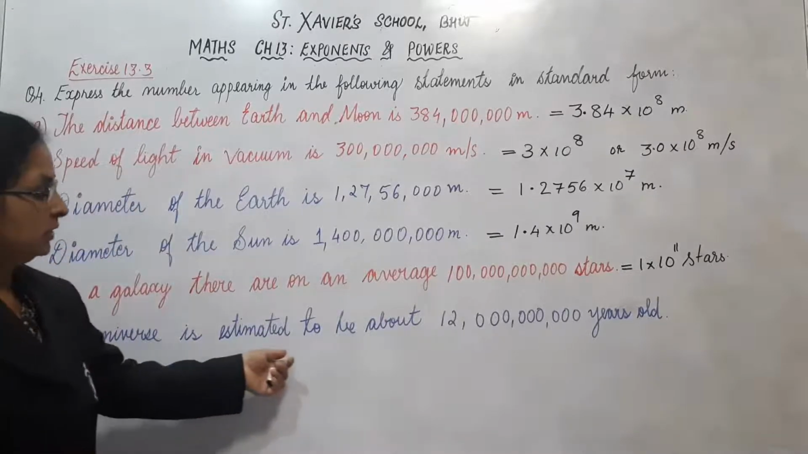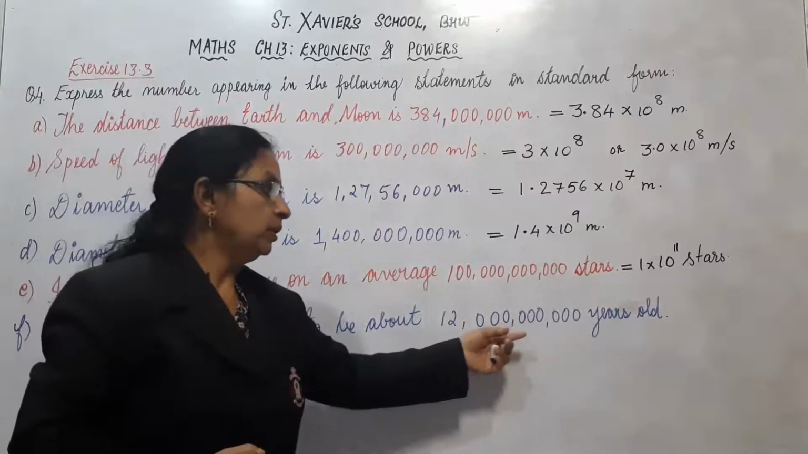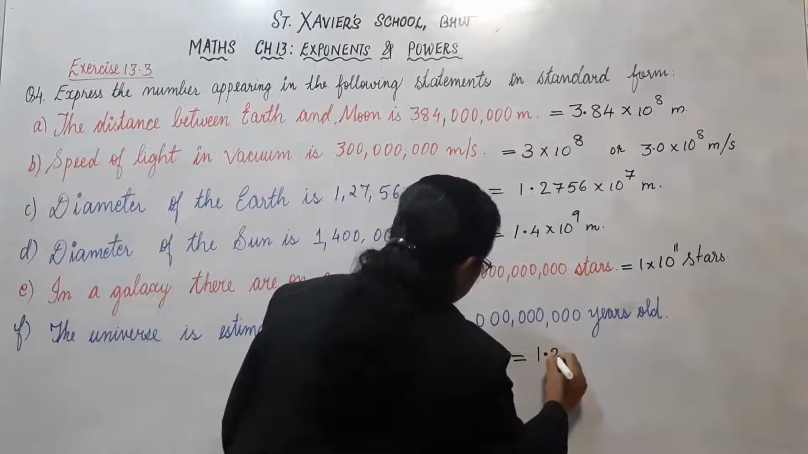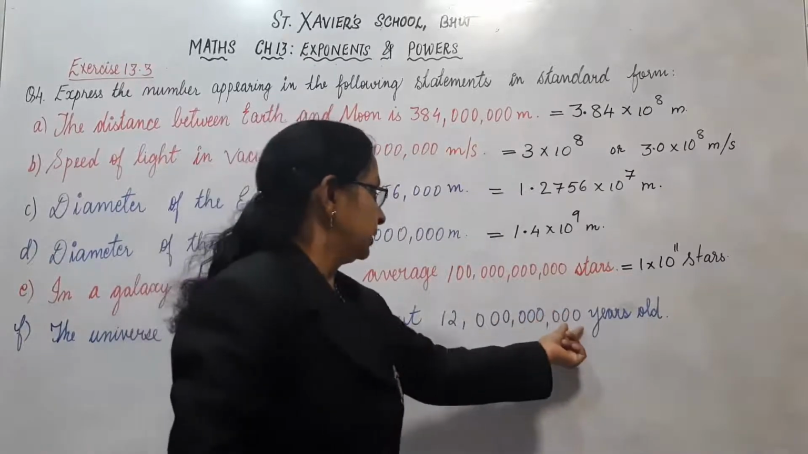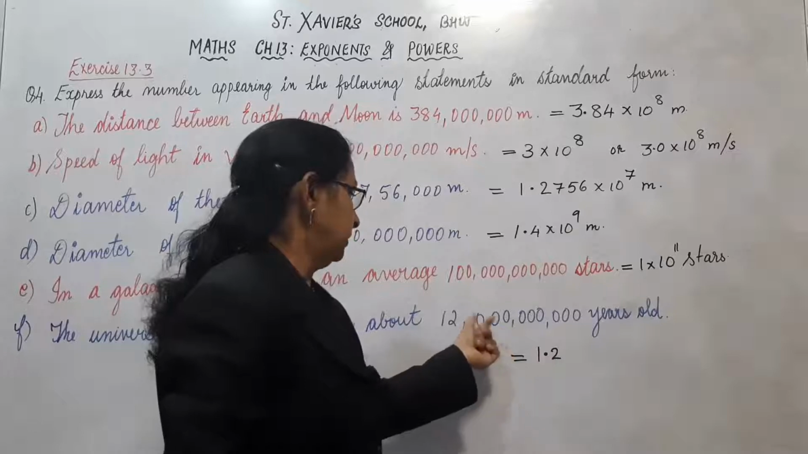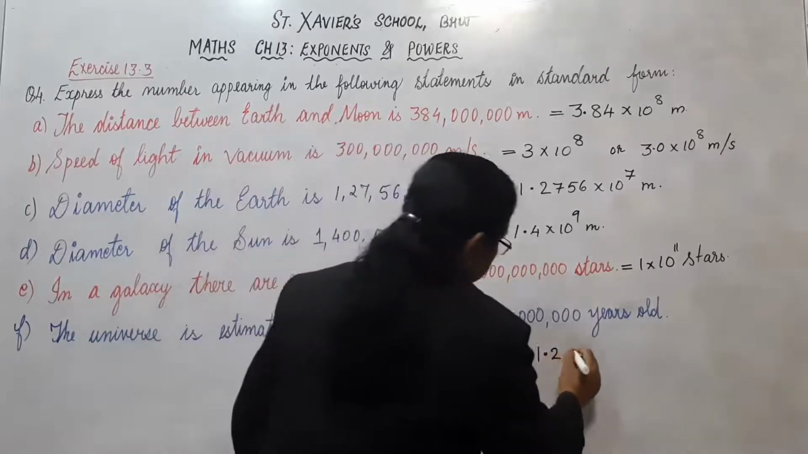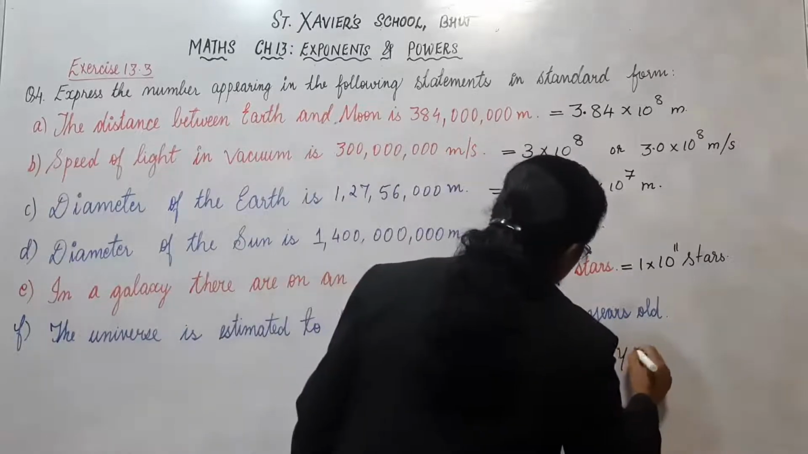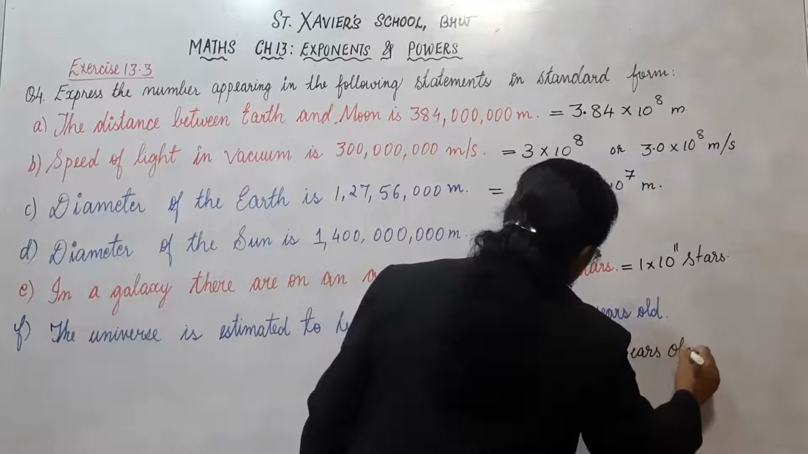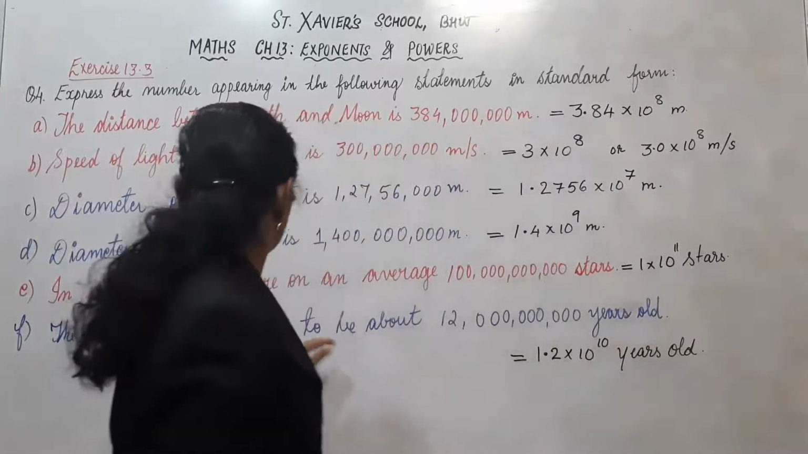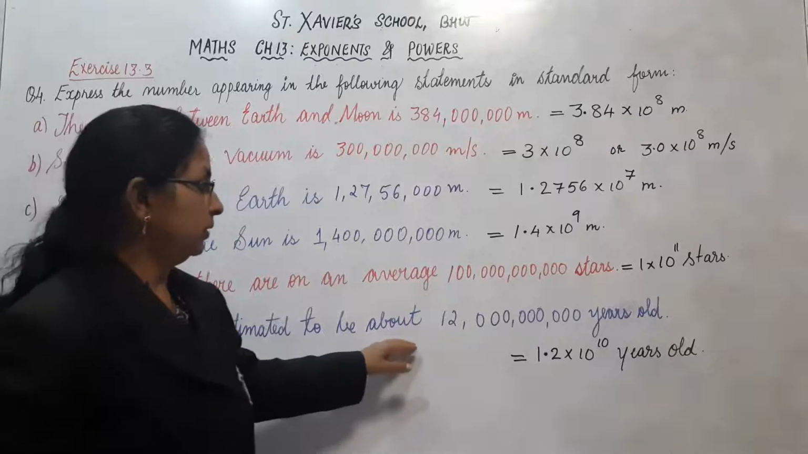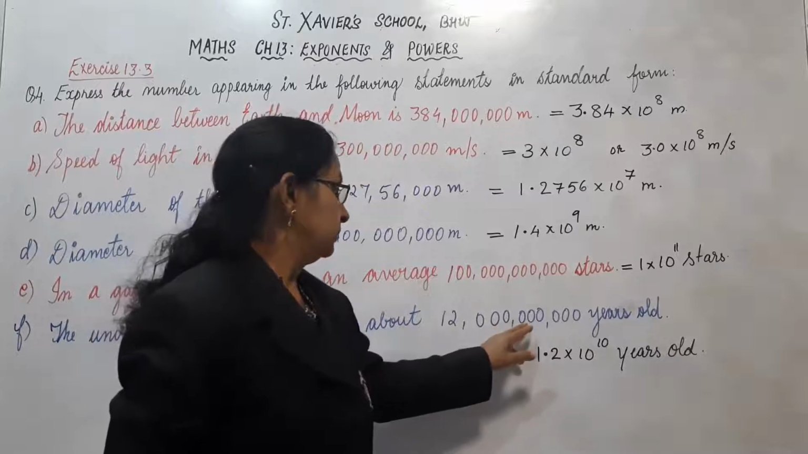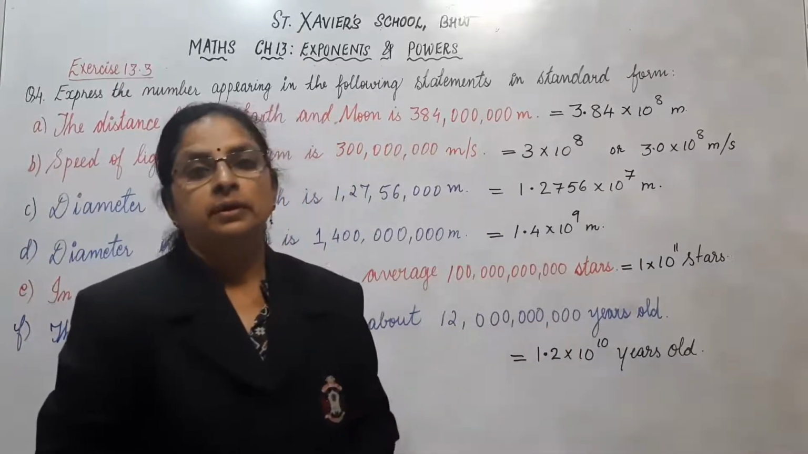The universe is estimated to be about so many years old. What will be the answer? 1.2. Now count the zeros. 3 plus 3, 6, 9, 10. Total numbers are 10. Now we can read it. The universe is estimated to be about 1.2 into 10 raised to 10 years old. Clear?